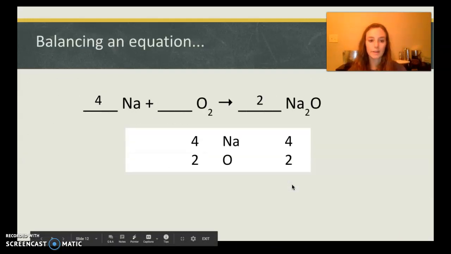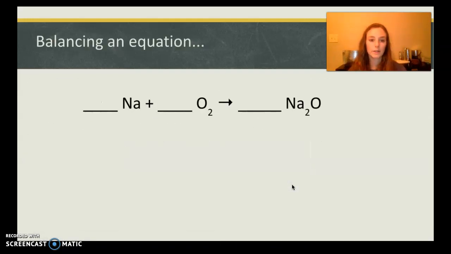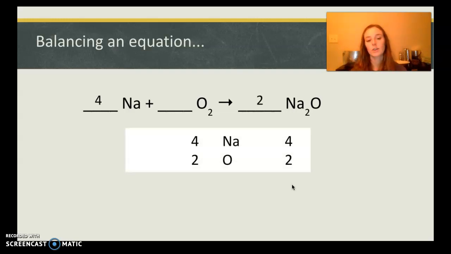And then the next one, pause the video and balance this equation that you see here. So pause the video and then we'll go over the answer. What you should have gotten was a 4 as the coefficient in front of sodium, nothing in front of O2, and then a 2 coefficient in front of Na2O. If you have questions, put a star next to this and we'll talk about it in class.